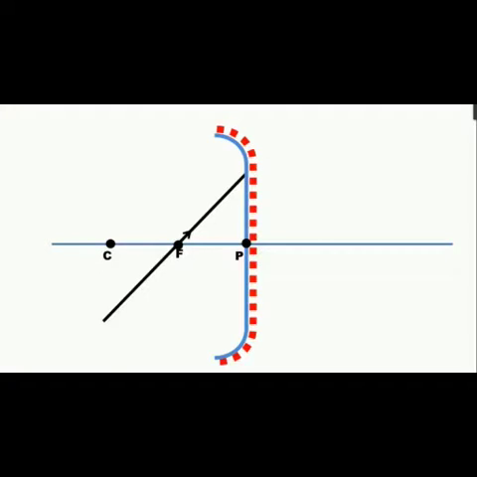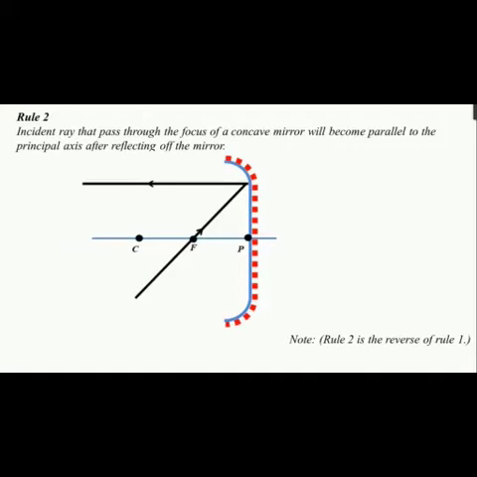Now if you send a ray through the focus, it becomes parallel to the principal axis. So this is opposite to the first rule. One more time, it is going through the focus, it becomes parallel. One more ray, so it's parallel. So an incident ray that is going through the focus becomes parallel after reflection. Rule number 2 and rule number 1 are opposite to each other.